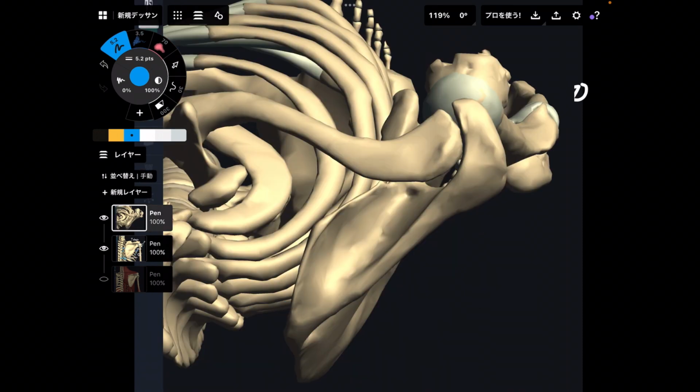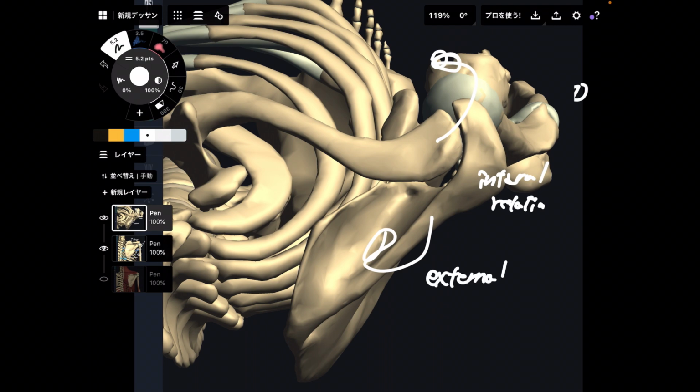Now let me talk about 2 more advanced movements. This is a superior view, right side scapula. The scapula can do another kind of rotational movement, this way and this way. Going inside is internal rotation. Then going outside is, of course, external rotation. This is also an important thing.